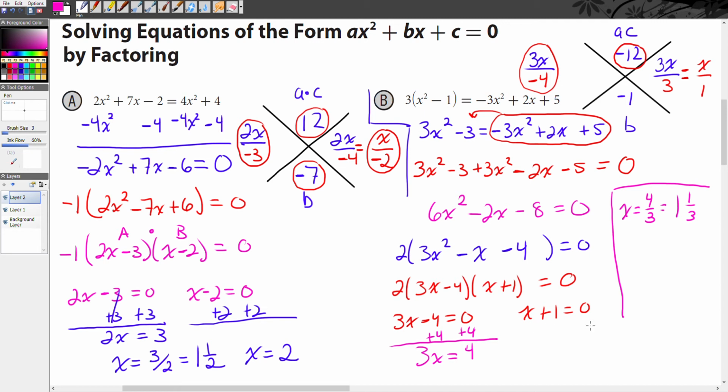Now over here, x plus 1 equals 0. I subtract 1 from both sides, and I get x equals 1. So my solutions are x equals 1 1/3, or x equals 1. All right, let's take a look at a few more examples.